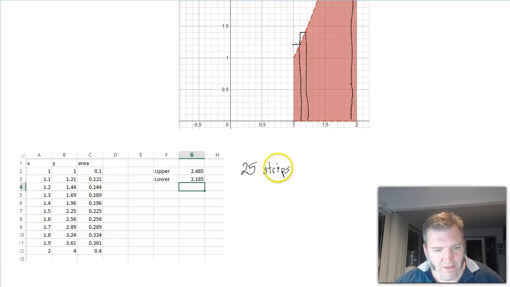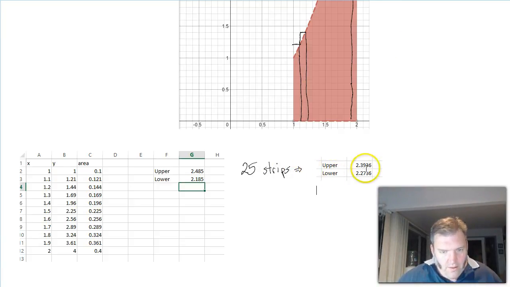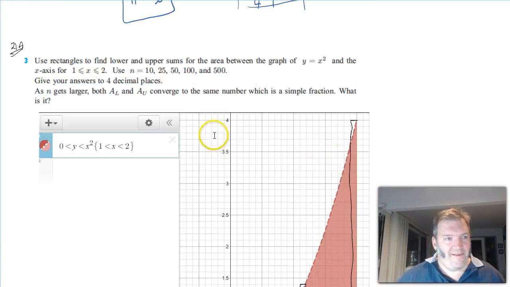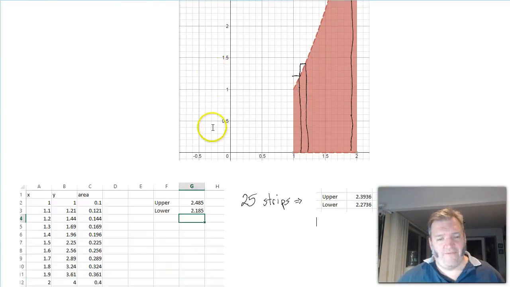25 strips. Do I get answers that are converging or not? 2.27 to 2.39. That's, yep, we've definitely come in a bit, haven't we? We've gotten a better estimate. More strips would mean what? Better estimate again. Do I really want to do 50 and 100 and 500? No, that's for you to do.